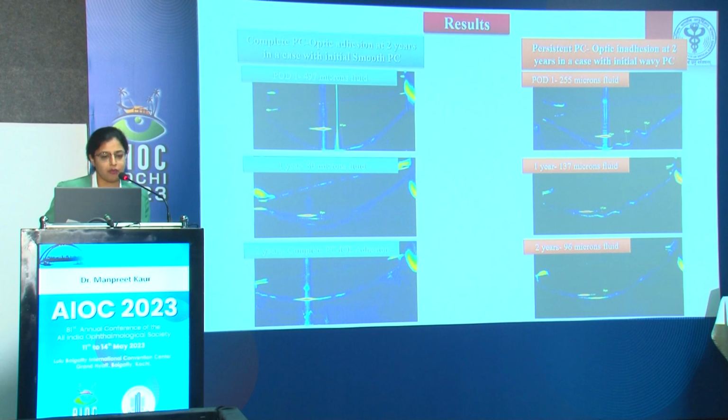So this is what we observed on AS-OCT. On the left hand side, there's a case with a complete PC optic adhesion at 2 years. Initially the configuration of the PC was smooth. There was a 497 microns distance between the IOL optic and the posterior capsule, which decreased to 80 microns at 1 year, and at 2 years there was a complete PC IOL adhesion. In this second case, there was a wavy configuration of the posterior capsule with around 255 microns fluid. It decreased to 137 microns at 1 year, but the fluid persisted even at the end of 2 years.